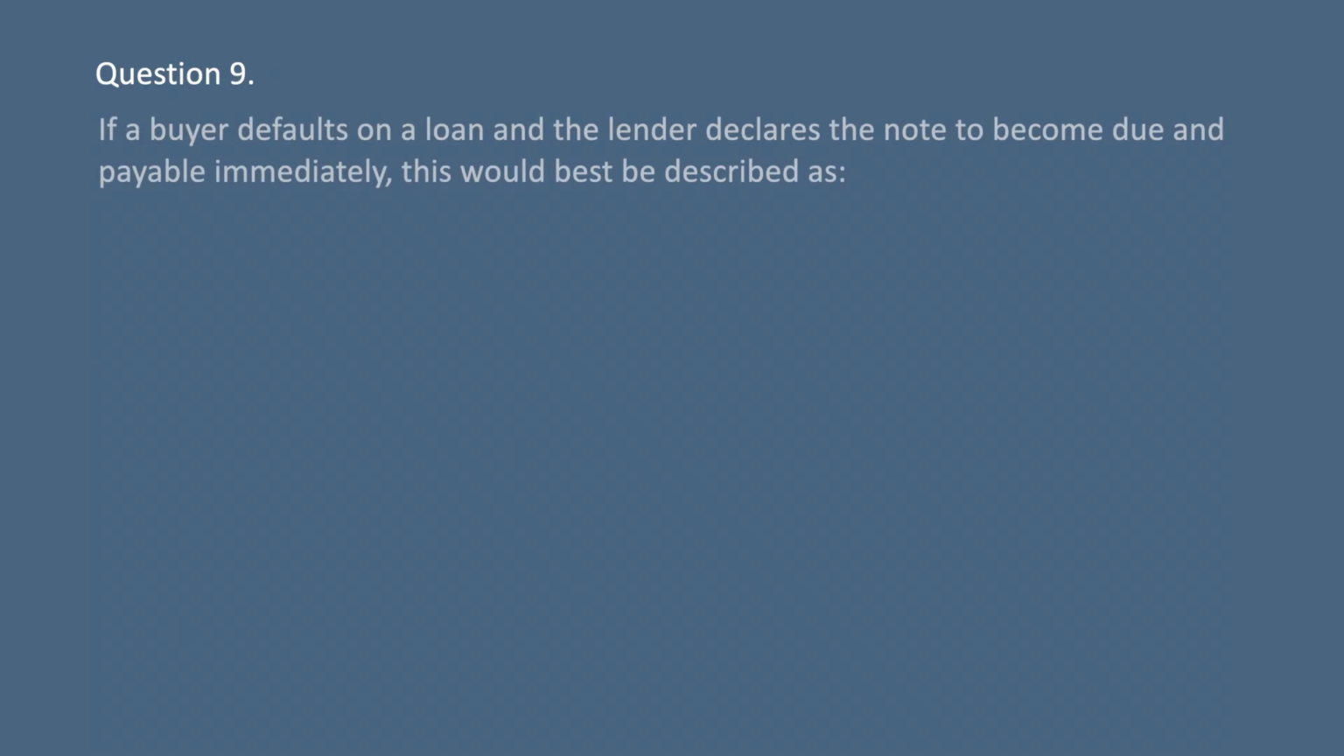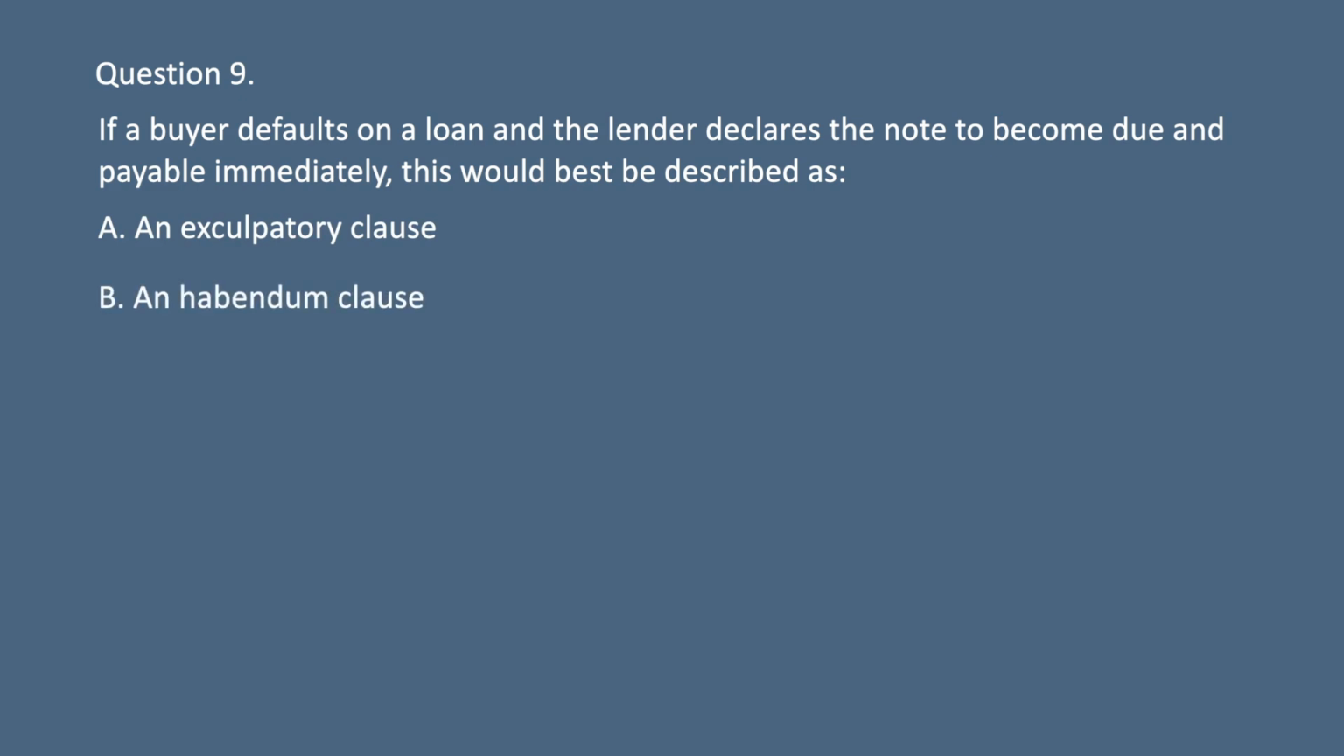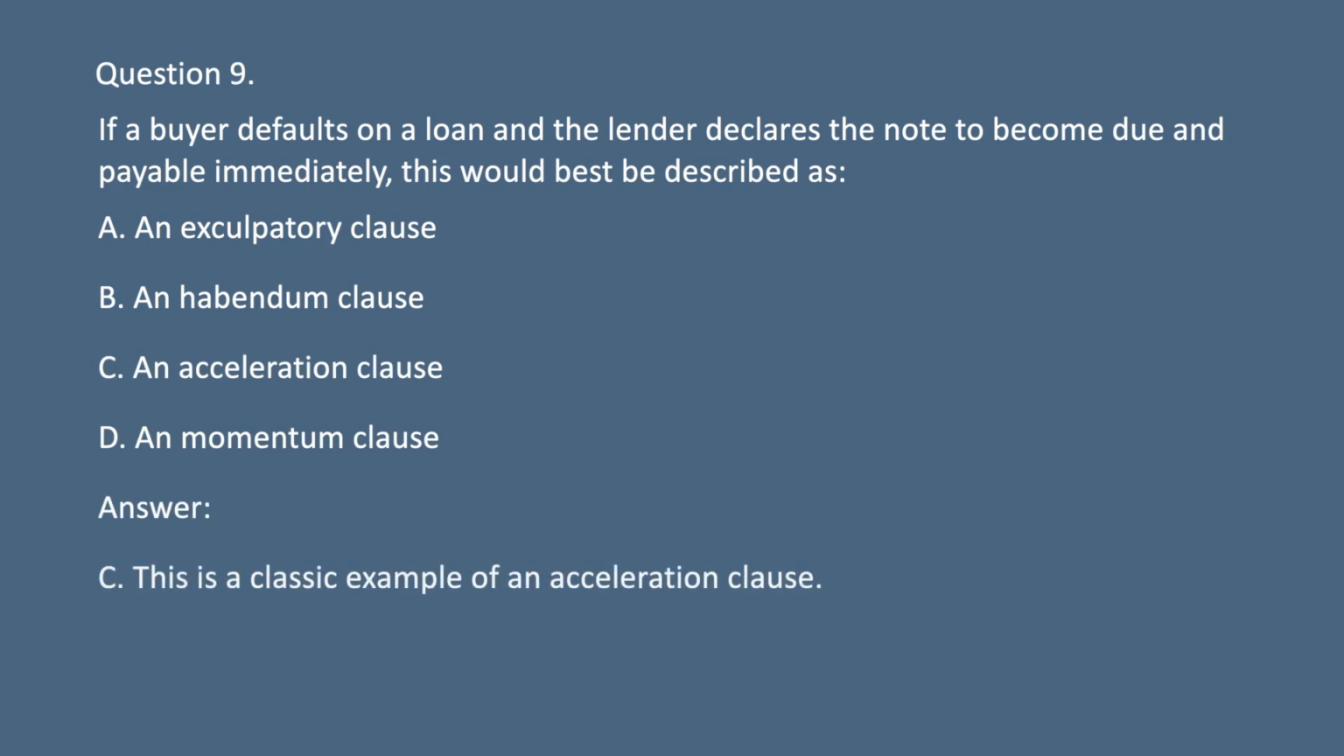Question 9. If a buyer defaults on a loan and the lender declares the note to become due and payable immediately, this would best be described as A. An exculpatory clause. B. An habendum clause. C. An acceleration clause. D. A momentum clause. Answer C. This is a classic example of an acceleration clause.